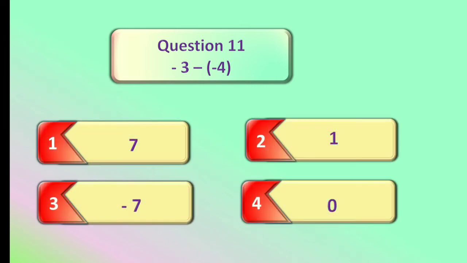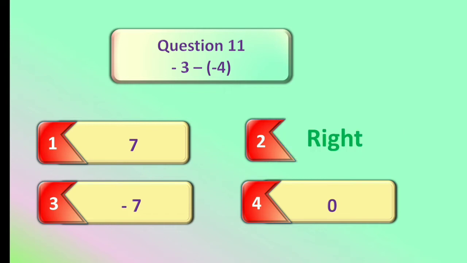Let's move to the next question. Question 11. Minus 3 minus within bracket minus 4. 4 options. First of all, you need to think of opening the bracket. As minus sign is outside the bracket, after opening the bracket, it comes out plus 4. So minus 3 plus 4.